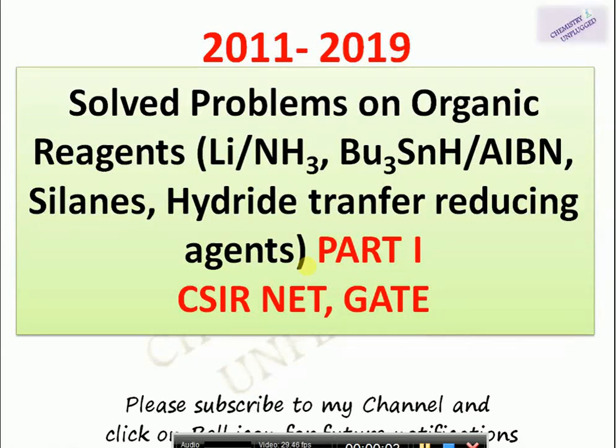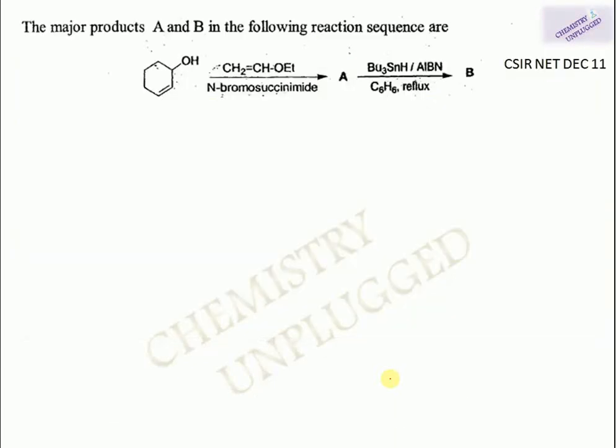Today we will discuss problems from CSIR NET and GATE on the topic organic reagents: lithium ammonia, basically Birch reduction, Bu3SnH, silanes, and hydride transfer reducing agents like lithium aluminum hydride and sodium borohydride. This is the first question from CSIR NET December 2011.